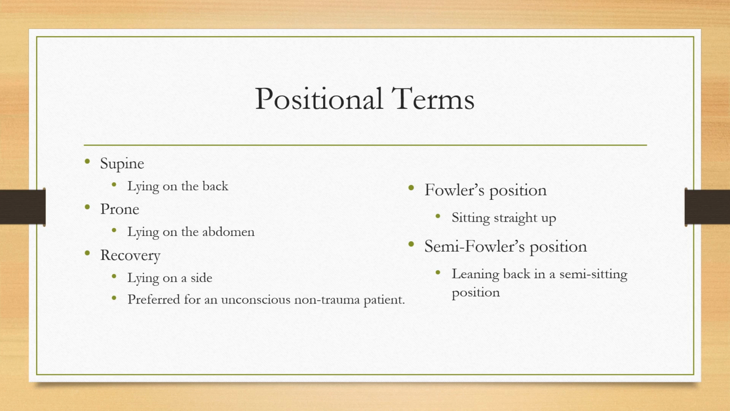Fowler's position, this is sitting straight up. So this is you sitting in a chair right now. If you're in semi-Fowler's, you're halfway lying back. Or technically, semi-Fowler's is anything that is less than a 90-degree position. So if they're not at 90 degrees, then they're semi-Fowler's. So think about your angles. I know math, we all hate it, right?